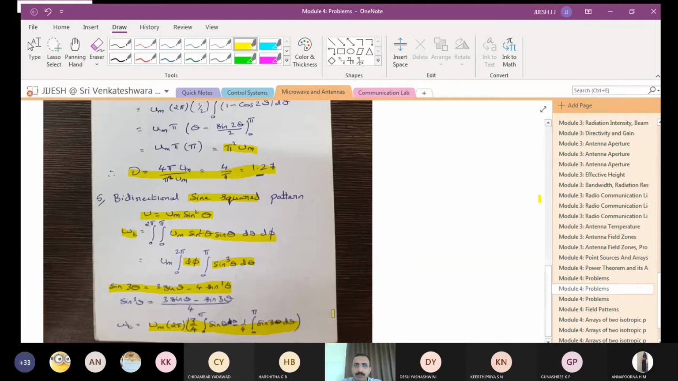Chances of problems based on any of these things can be asked, like sine square, cos square, bidirectional, unidirectional, for finding out the directivity. So finding out the directivity is a quite important problem where you have to use the equation for directivity, and you have to substitute WT value there, and you have to find out that. So you should be careful when you are doing with bidirectional. Bidirectional means you have to take 0 to 2 pi and 0 to pi. Unidirection, you have also seen that you have to take 0 to pi by 2. So all those things in the previous class we have already completed.